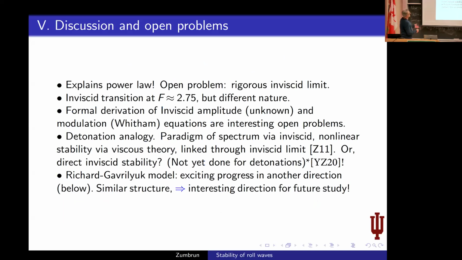And so the takeaway, this explains the power law that we saw before. It is a power law, a solution of a cubic, and disregarding lower order terms. So it's converging to some power law. There is this inviscid transformation at onset, but it's different in nature from the viscous one. Okay, it would be interesting to formally derive this inviscid amplitude equation in some sensible way, other than guessing.